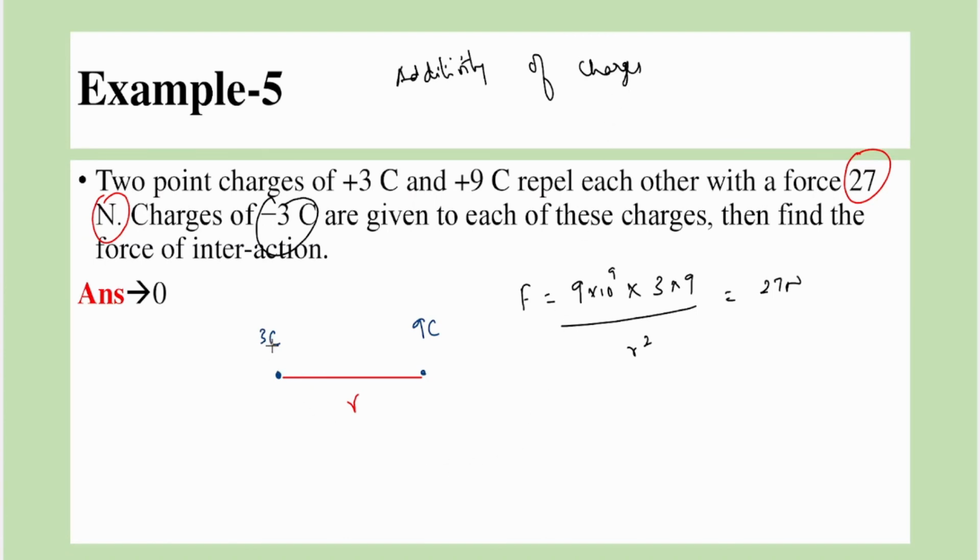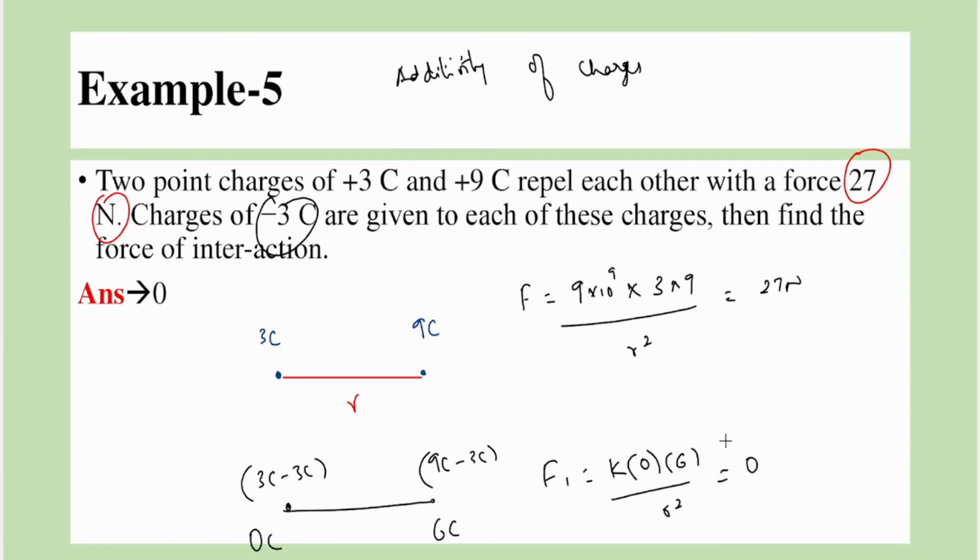If you're adding charge of minus 3 here, then the new charge becomes, it is already plus 3 with minus 3, that is the charge here, and here it is 9 Coulomb minus 3 Coulomb. So charge becomes 0 and then 6 Coulomb. That's a new charge. So the force in this case we call as F1, that will be K into 0, because one charge is 0, into 6 and then distance square, the whole thing is 0. So in this case, the net force becomes 0.